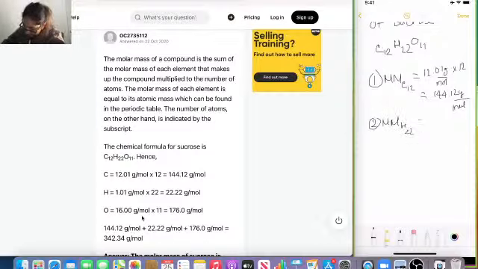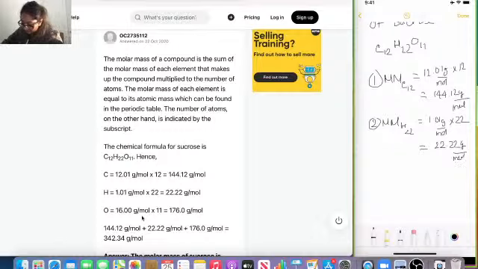Okay, and so then the next step would be to calculate the molar mass of 22 hydrogen atoms. So the molar mass of one hydrogen atom is 1.01. And since we have 22, you have to multiply this by 22. And what you get is 22.22 grams per mole.